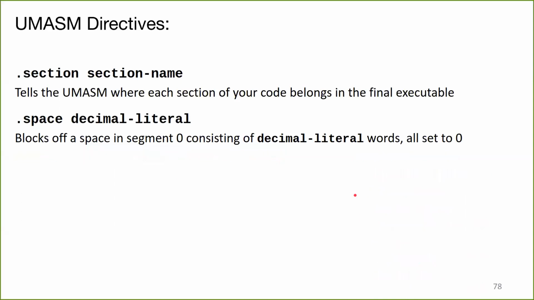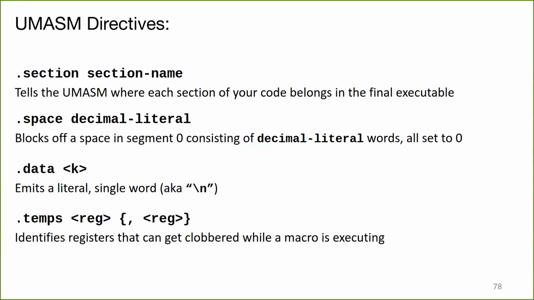Okay, there are 3 more directives. The data directive takes some literal, which can be a decimal, a hex, or a character, and it just stores that literal in segment 0. The temps directive tells the assembler which registers can be used to help execute a macro instruction. You can specify 1 or more registers as temps. We're going to see a lot more examples of this next time.